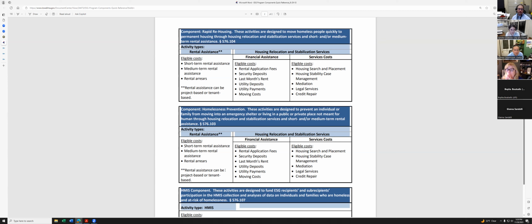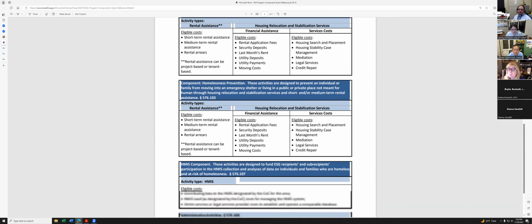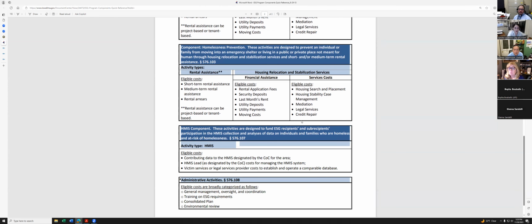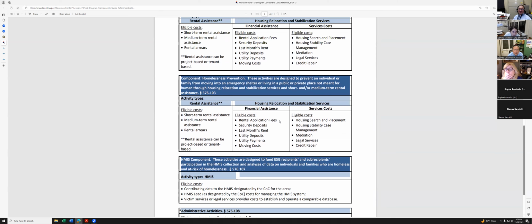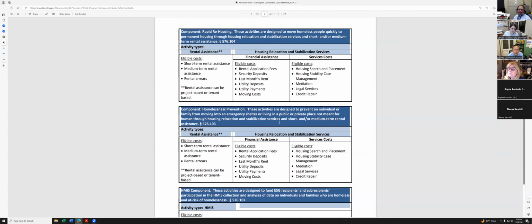Rent arrears is if they have a history. It doesn't really make that much sense to see rent arrears here, because they're supposed to be homeless, but it's listed in case they have a track record where you want to clean up their history. So if they owe a former landlord money, we can pay that. It's actually pretty similar to homeless prevention in what's eligible, but you have to think about who you're assisting and who's eligible.